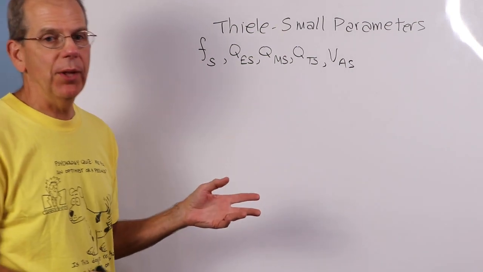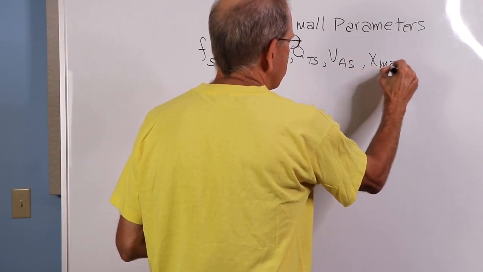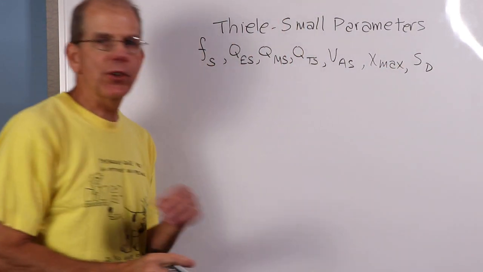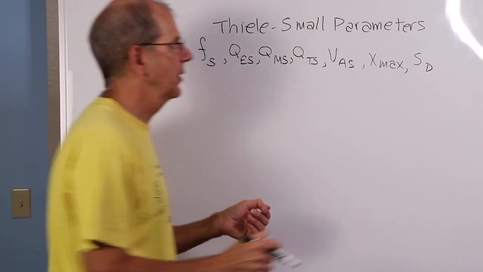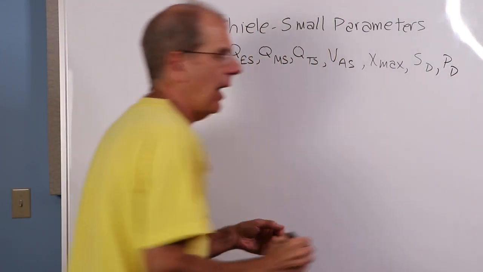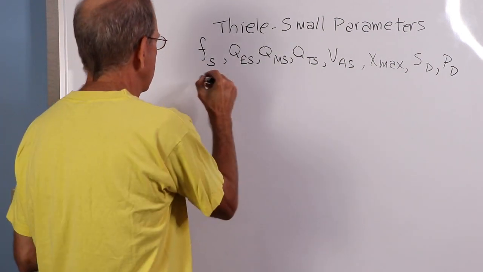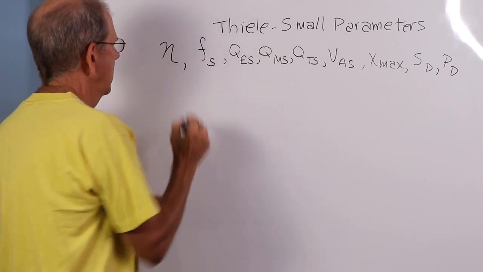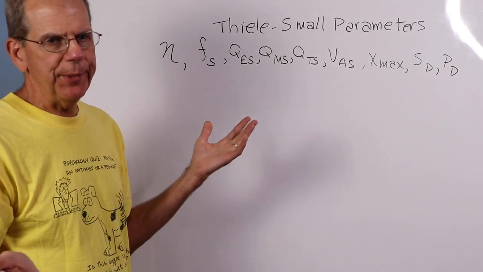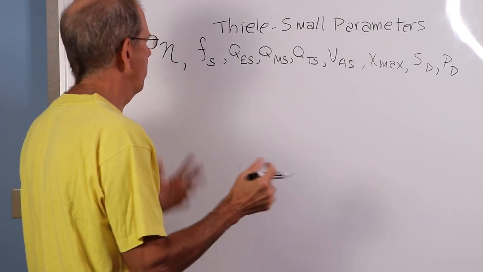Vas, the acoustic compliance, Xmax, the maximum linear excursion, Sd, the equivalent surface area of the diaphragm, Pd, the power dissipation, and finally eta, the Greek letter eta, I'll stick it over here, which stands for the efficiency. So what do these things mean? All right, so one thing for me to just sort of throw out the terms, what are they?